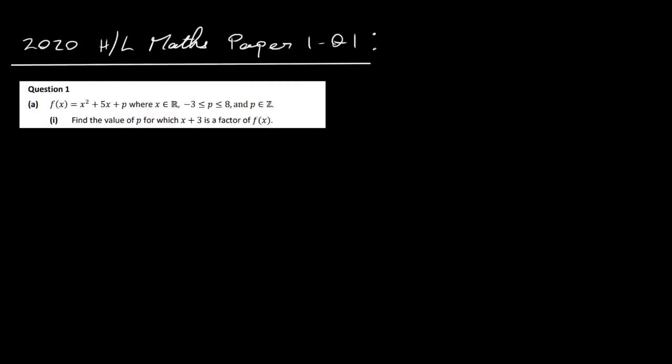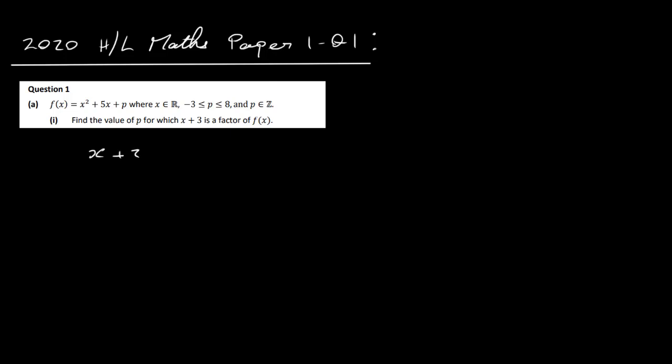Okay, so in this video I'm going to have a look at the 2020 Higher Level Maths Paper 1, this is the Leaving Cert, and we're going to have a look at question 1. So the first question here is question A, and it's f of x is equal to x squared plus 5x plus p, where x is an element of R. P is somewhere between minus 3 and 8 inclusive, and p is an integer. Find the value of p for which x plus 3 is a factor of f of x.